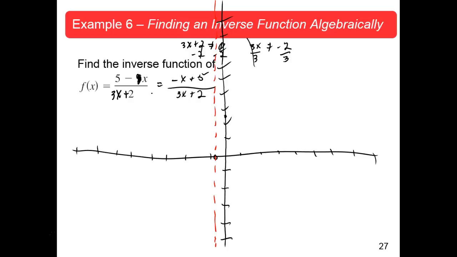Where x is 0, it's on the y-axis. What do we call that? Y-intercept. Okay, one of the easiest points to find on any function. Set x equals 0, see what the y is. Okay, so we got a point there.